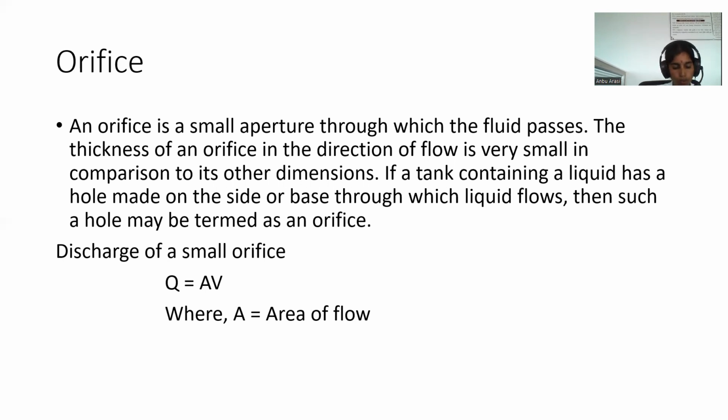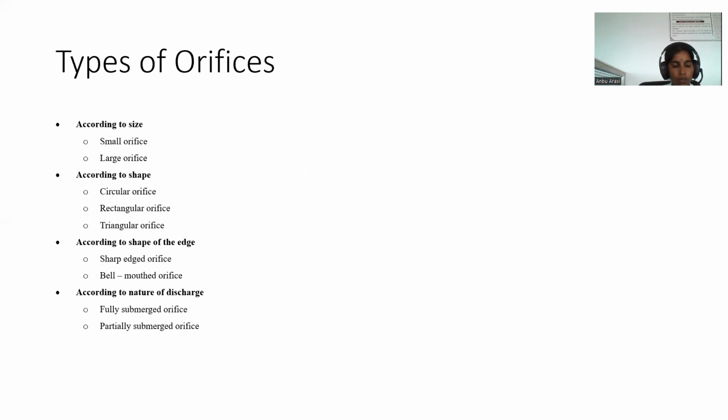Then, classification of orifice. The orifices are classified on the basis of their size, shape, nature of discharge, and shape of the upstream edge. The following are the important classifications. The orifices are classified as small orifice and large orifice depending upon the size of the orifice and the head of the liquid from the center of the orifice. If the head of liquid from the center of the orifice is more than 5 times the depth of the orifice, the orifice is called a small orifice. And if the head of liquid is less than 5 times the depth of the orifice, it is known as a large orifice.